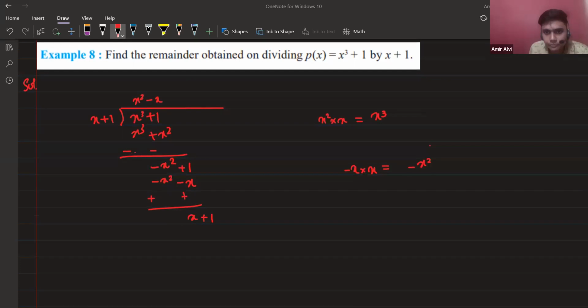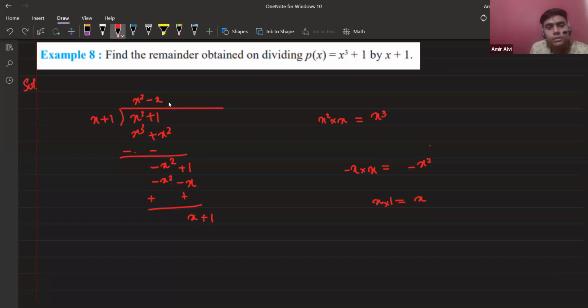Yes, sir. Any doubt in this? No. Okay. So I want x and I have x. What should I multiply with x? 1. Very good. So 1 will be multiplied, so plus 1. Clear everybody?